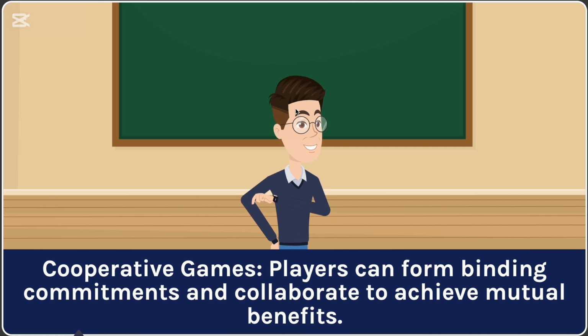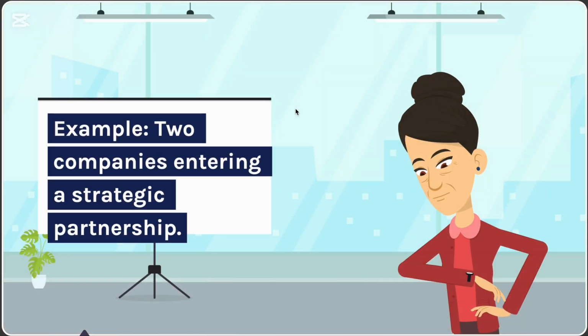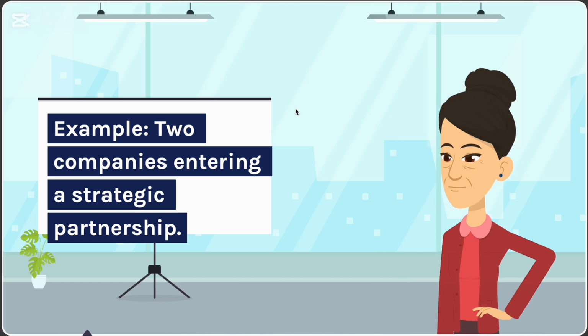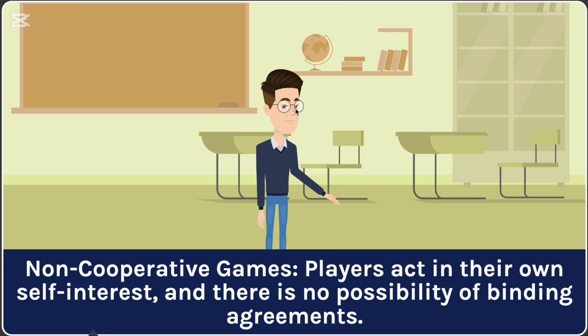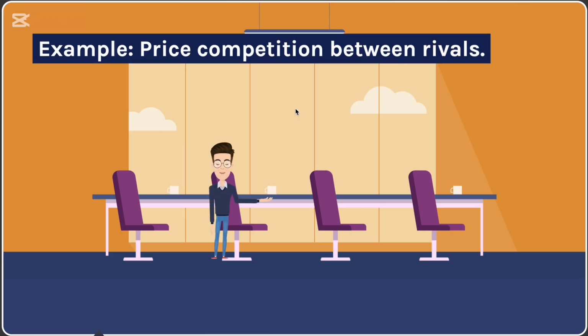Cooperative versus non-cooperative games. Cooperative games: players can form binding commitments and collaborate to achieve mutual benefits. Example: two companies entering a strategic partnership. Non-cooperative games: players act in their own self-interest and there is no possibility of binding agreements. Example: pricing competition between rivals.